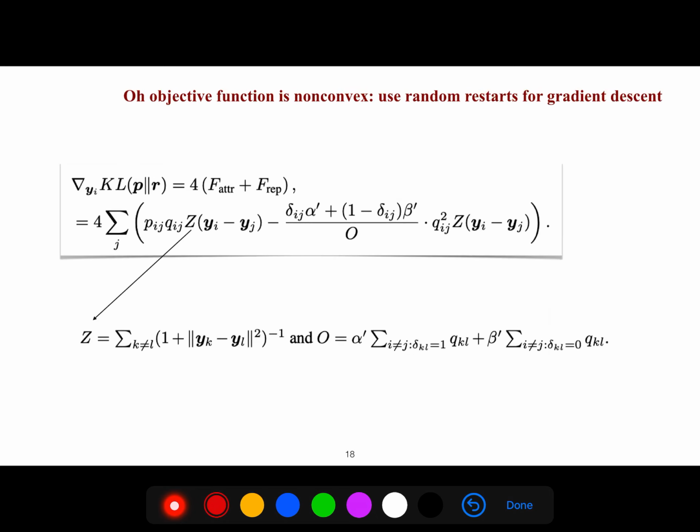But unfortunately, this is a non-convex problem, so they use a smart trick, which is a random restart for gradient descent, and which is a very good trick. And so this is the gradient, and Z is this variable.